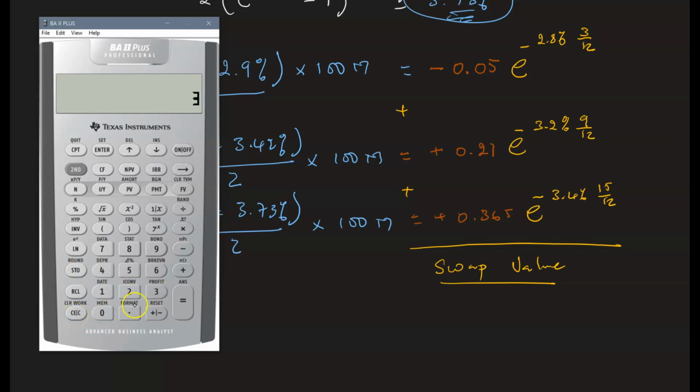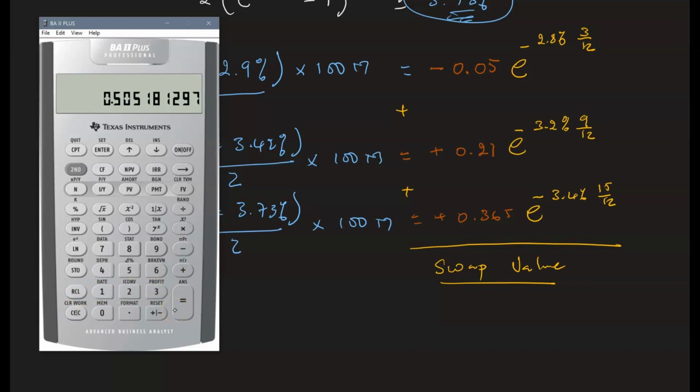And then we have 3.4% multiplied by 15 divided by 12, equal, put the negative sign in front, second function exponential. We get that, and we multiply our answer by 0.365, equal, and we're going to store that 3. And our swap value is going to be the sum of all of those. Our swap value is essentially going to be equal to recall 1 plus recall 2 plus recall 3, equal.